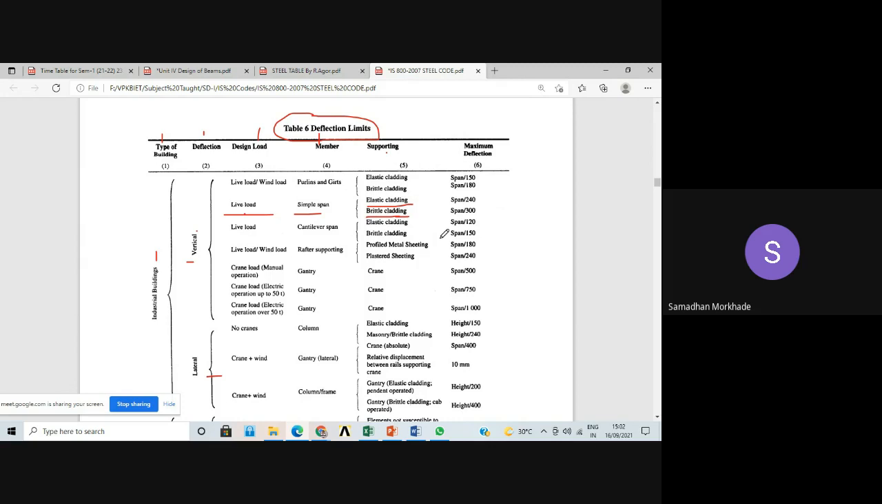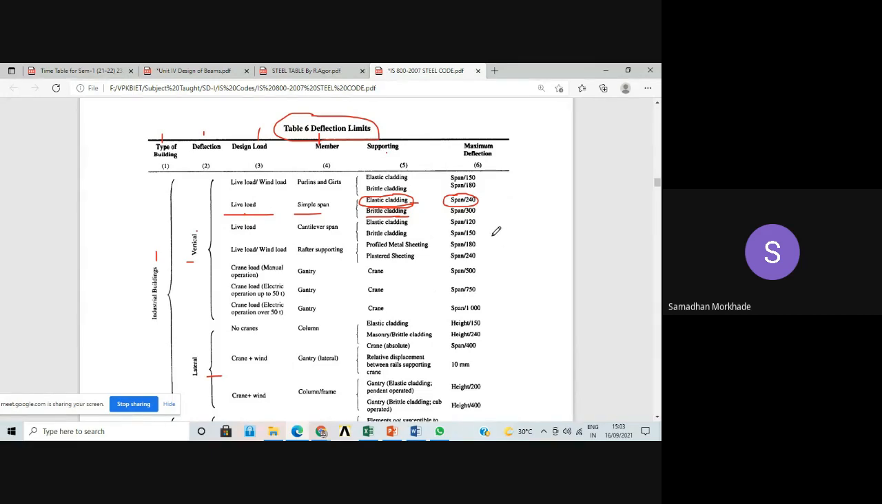AC sheets nowadays are obsolete, no one is using them. So if your supporting system is GI sheets, that comes under the category of elastic cladding. If you are doing the check for that elastic cladding, your permissible deflection will be span by 240. स्पॅन म्हणजे आपल्या केसमध्ये किती आहे, स्पॅन 5 मीटर, so 5000 divided by 240.